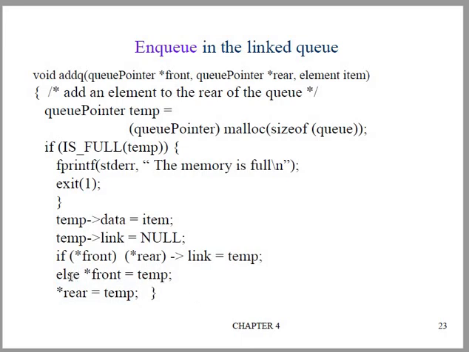Otherwise, if front does not exist, it means the front pointer is null, so the queue is not there. At that time, whatever node we have created will be the first node, so front will be equal to temp.